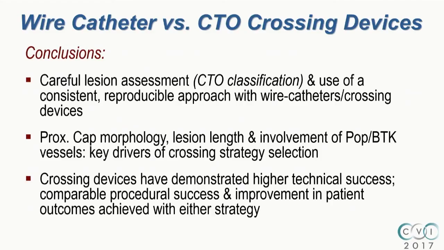To conclude, I believe that careful lesion assessment using a standardized classification is very useful to create and develop a consistent reproducible approach with either Wire-Catheter or crossing devices. I also believe, based on the observations made by my colleagues and us having compiled them, that proximal cap morphology, lesion length, and involvement of proximal popliteal and below the knee vessels are key drivers of crossing strategy.